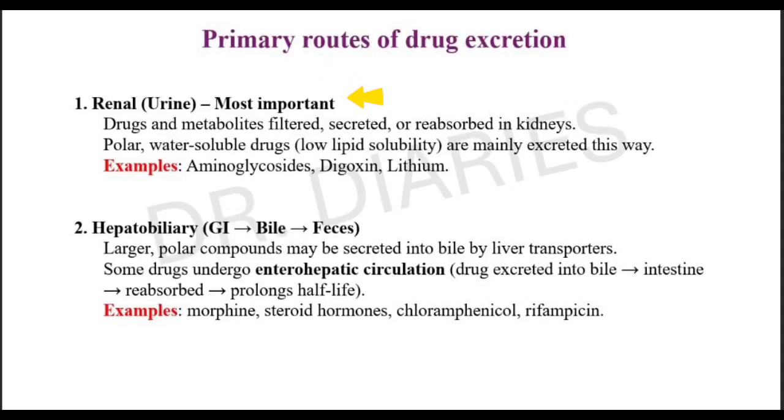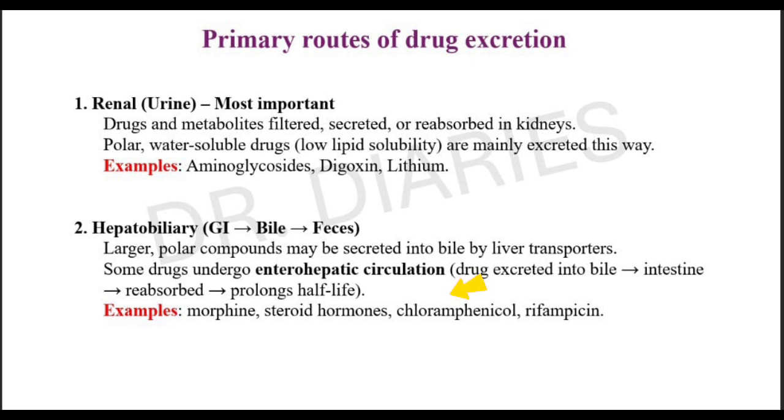Drugs and metabolites are filtered, secreted, or reabsorbed in the kidneys. Polar, water-soluble drugs, with low lipid solubility, are mainly excreted this way. Examples: aminoglycosides, digoxin, lithium. Hepatobiliary, GI, bile, feces: larger, polar compounds may be secreted into bile by liver transporters. Some drugs undergo enterohepatic circulation: drug excreted into bile, then intestine, reabsorbed, which prolongs half-life.